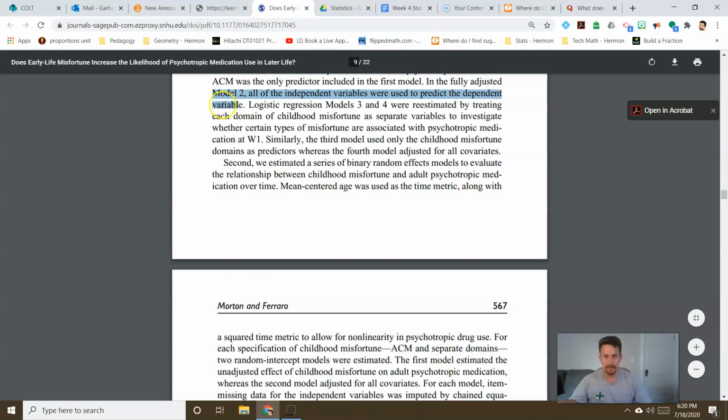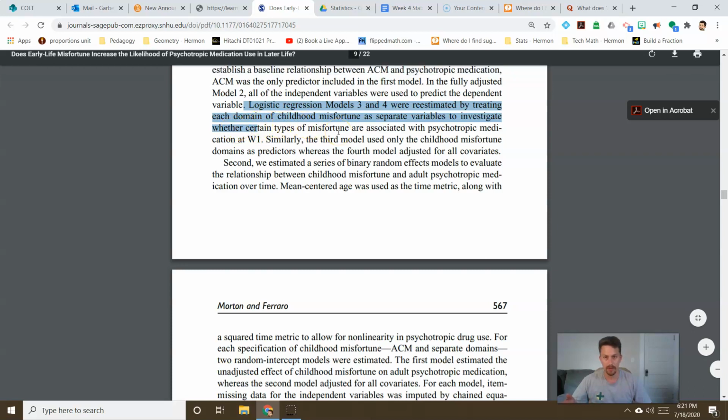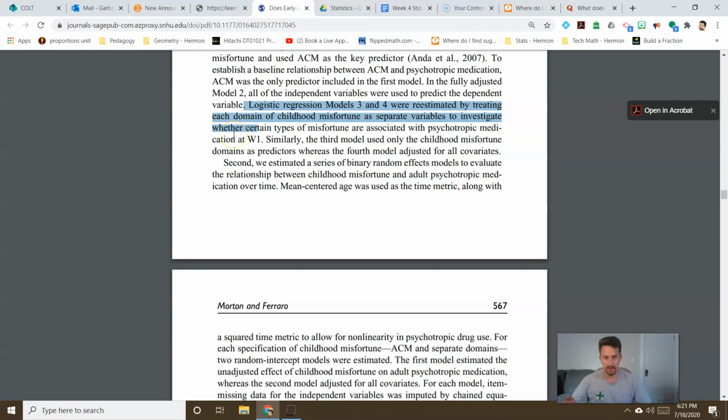all of the independent variables were used, and in models 3 and 4, they looked at each variable separately to see whether certain types of misfortune are associated with psychotropic medication, because they looked at different domains and different variables of misfortune, and so they're looking at those individually in models 3 and 4. So this would be a good thing to write in your analysis section. It's saying, how was the data analyzed?